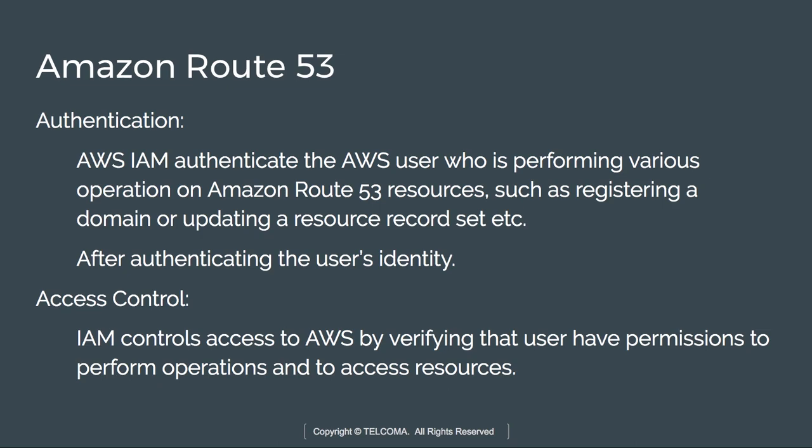That means authenticating the AWS user who is performing various operations such as registering a domain or updating. In access control, if you are an account administrator, you can use IAM to control access of other users to the resources which are associated with your account. It controls access to AWS by verifying that the user has permission to perform operations and to access your resources.